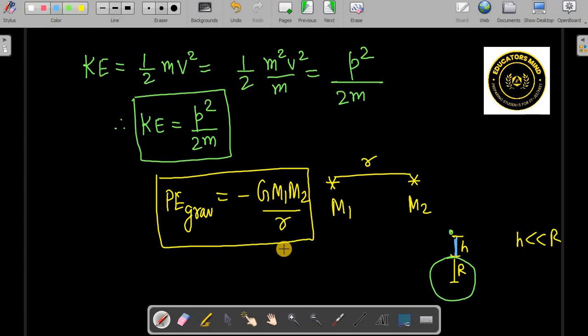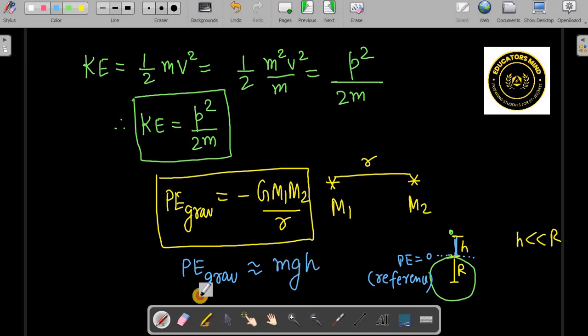So if the distance is very small, this h is very small as compared to r, the change of potential energy is mgh, and we take the potential energy at the ground to be 0. If you take potential energy at the ground to be 0 for reference, then potential energy at any point at height h can be approximated as mgh. So this is of course an approximation because things may change with height. If you take a very large height, even g can change, right? So this is potential energy, kinetic energy.